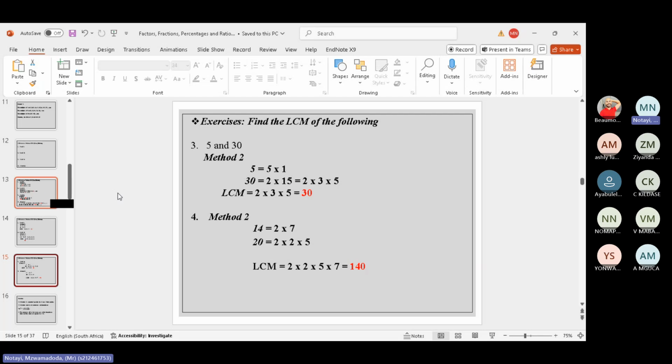the other method. Okay, number 4, we have 14, which is equal to 2 times 7, that is in its prime factors, and then 20 is equal to 2 times 2 times 5. So the LCM is equal to 2 times 2 times 5 times 7. So 2 times 2 times 5 times 7. So we get 140, which is similar to the answer that we got also using that other method.